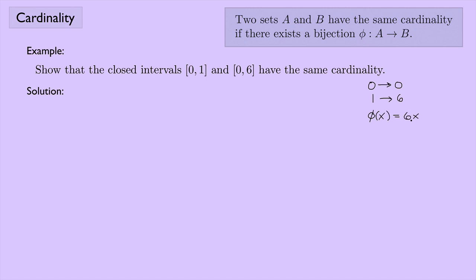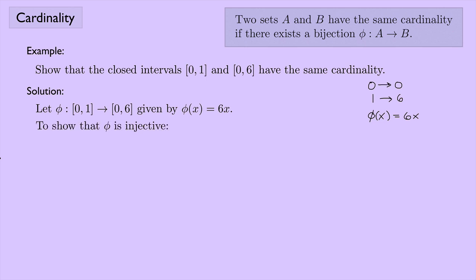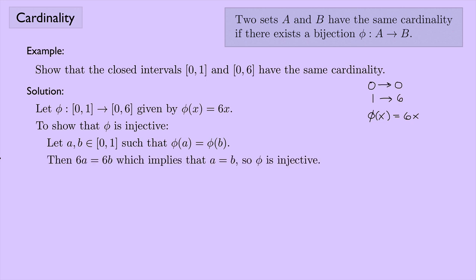So 0 will get mapped to 0, 1 will get mapped to 6, and everything between 0 and 1 will be mapped to something between 0 and 6. I think this works. Now we have to show that it's a bijection. So let phi be the map from the closed interval [0, 1] to the closed interval [0, 6], given by phi of x equals 6x. So first, let's show that it's injective. To show that it's injective, I start by letting a and b be two elements of the closed interval [0, 1] such that phi of a equals phi of b. Well, that means that 6a equals 6b, and that implies that a equals b, so phi is injective.